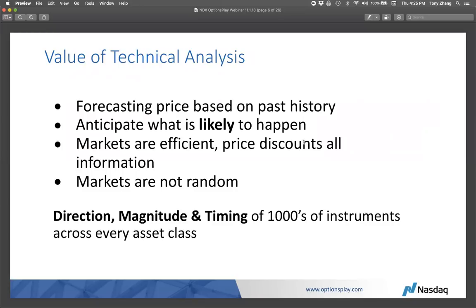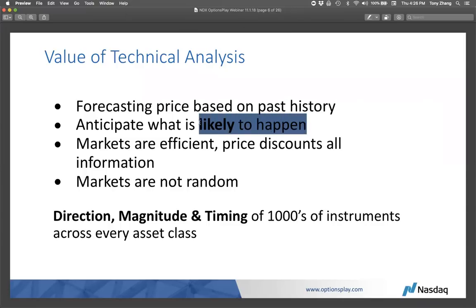So for those of you that are not using technical analysis or not using charting in your trading, I want to talk a little bit about the value of technical analysis. And I think that even if you use other forms of analysis, specifically fundamental analysis, statistical analysis, or any other form of analysis, you should still consider taking a look at technical analysis from a timing perspective. So number one, technical analysis is really simple. We're trying to forecast future price based on the past history of pricing.